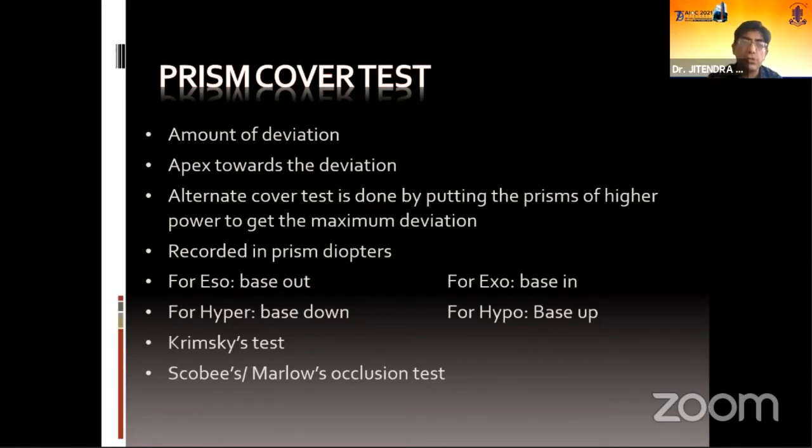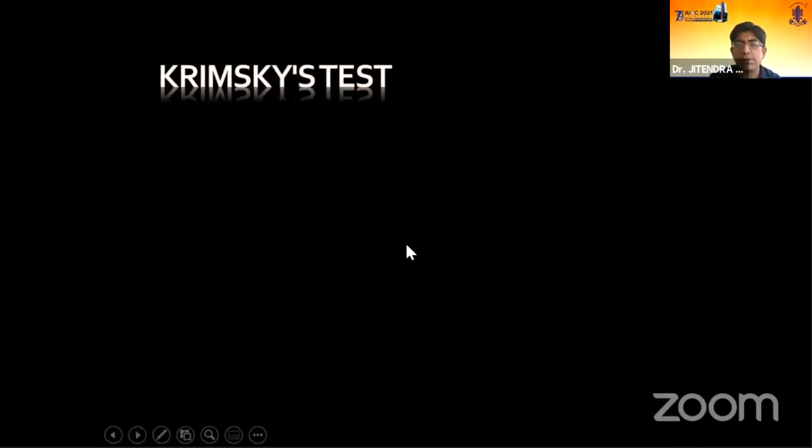But when you write it in your book or in your case paper, you will write on the basis of base. So if the apex is towards the deviation, if the apex is nasal, the base will be towards the temporal side. Out means towards the ear and in means towards the center part of the body. So it is base in, base out. For eso, you will use a base out prism, and it is recorded in prism diopters.